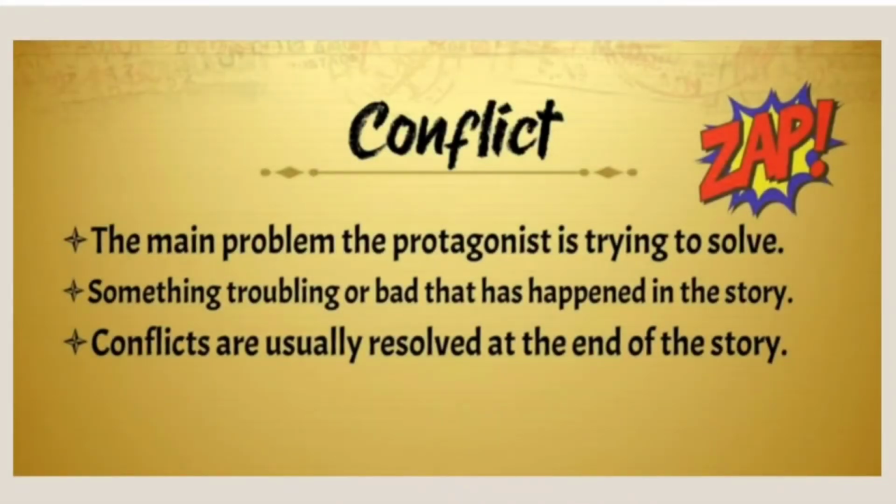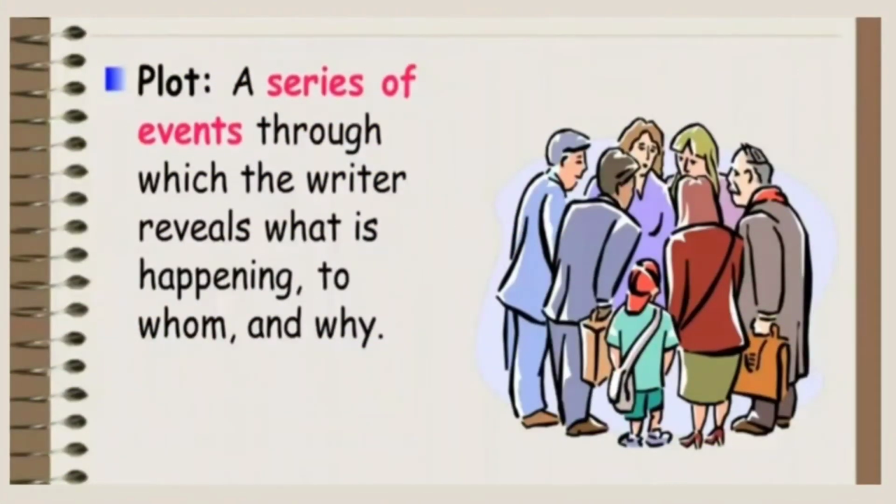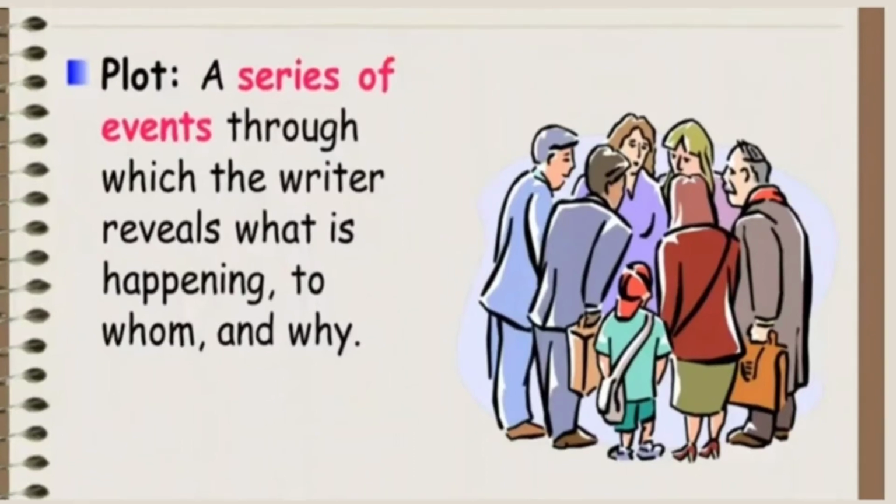Conflict is the main problem the protagonist is trying to solve. Something troubling or bad that has happened in the story can be considered as conflict, and conflicts are usually resolved towards the end of the story. A plot is a structural sequence or a series of events through which the writer reveals what is happening, to whom, and why.